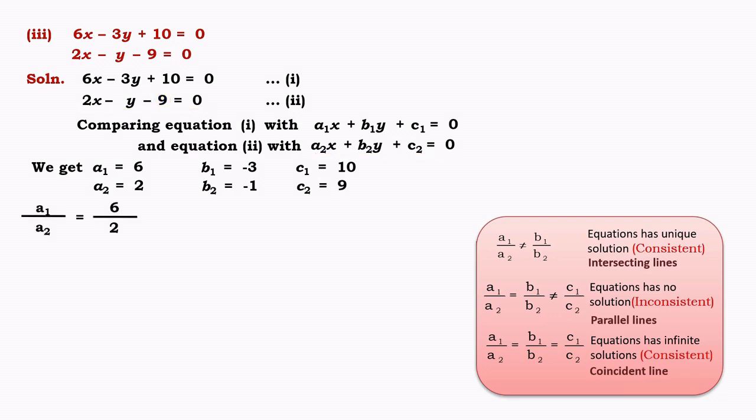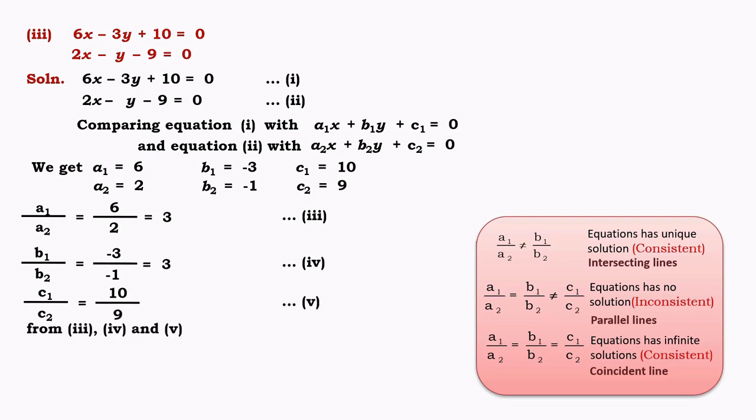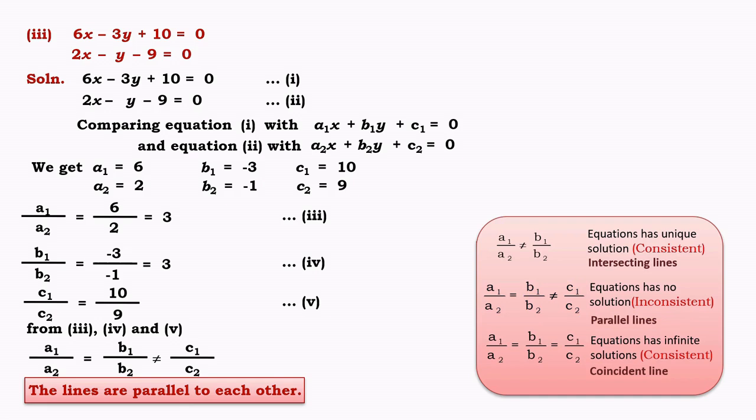Now, let us compare the ratios. a1 by a2 is 6 by 2, which is 3. b1 by b2 is minus 3 by minus 1, which is also 3. c1 by c2 is 10 by minus 9. Here, a1 by a2 is equal to b1 by b2, but not equal to c1 by c2. So, the lines are parallel and will never intersect. This means there is no solution. Therefore, the system is inconsistent. Final conclusion: the given lines are parallel to each other and have no solution.